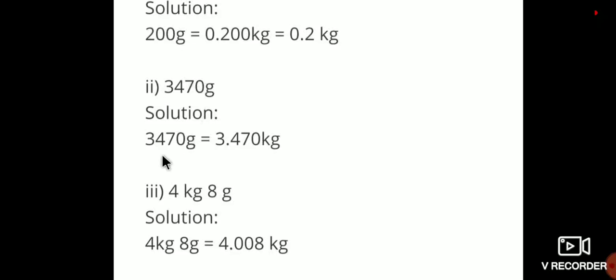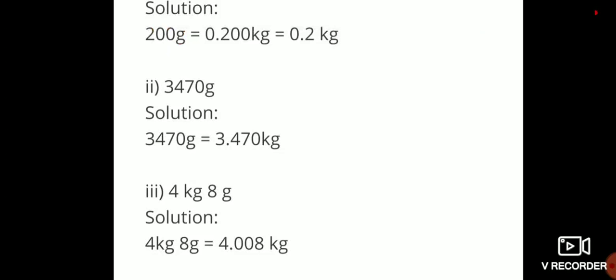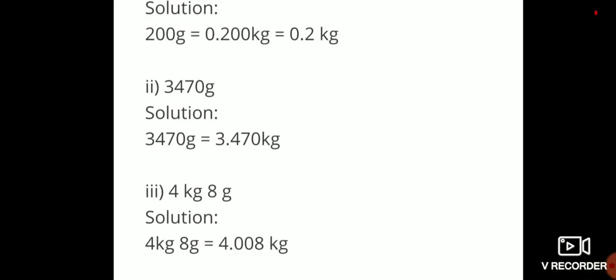3470 gram is very simple. We should divide this by 1000 because 1 gram is equal to 1 by 1000 kg. Therefore, 3470 gram is equal to 3.470 kg. That means we should divide this 3470 gram by 1000.